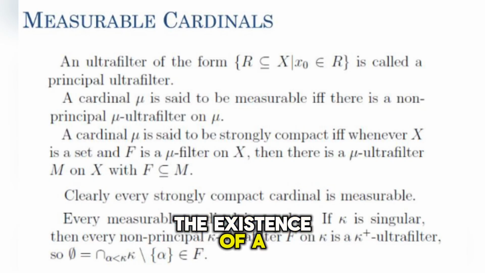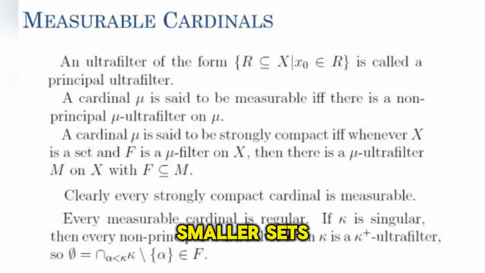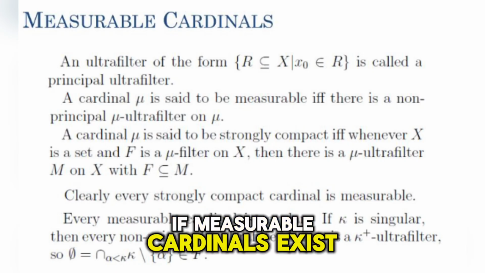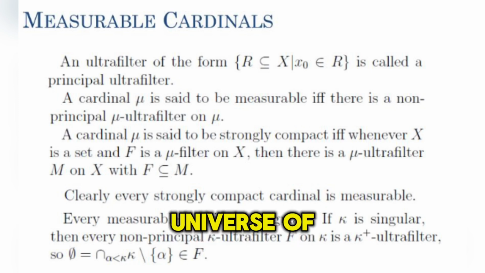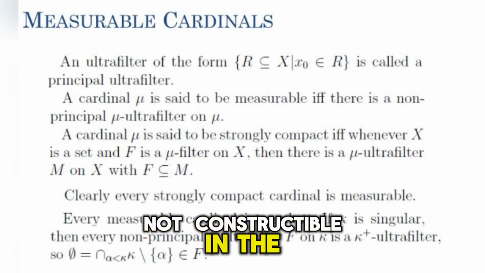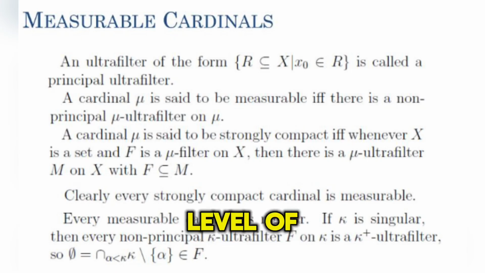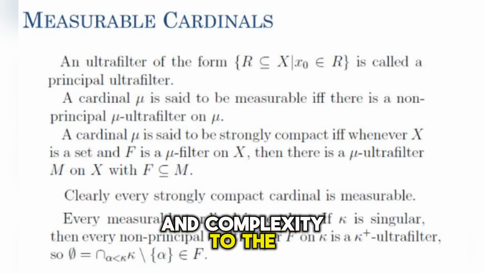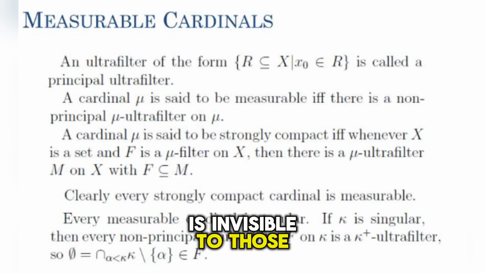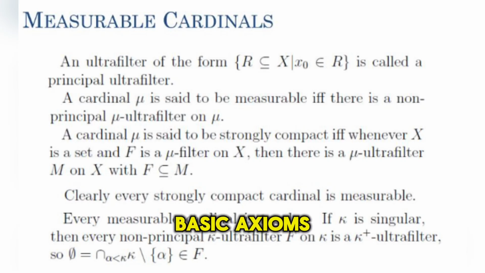The existence of a measurable cardinal has profound ripple effects downward on smaller sets. For instance, if measurable cardinals exist, it proves that the universe of sets is not constructible in the simplest way possible. These cardinals introduce a level of richness and complexity to the real number line that is invisible to those who only look at the basic axioms of arithmetic.